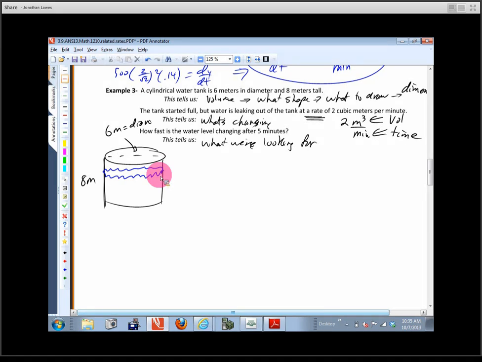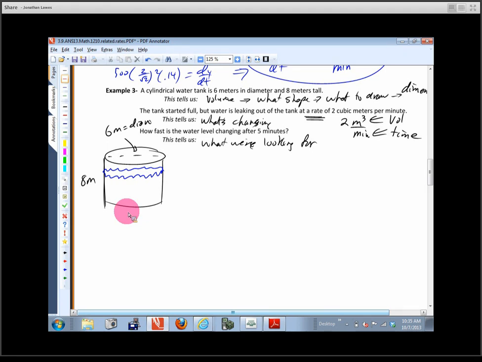Well, if they gave us dV dt, we better have an equation to begin with that has a what in it? A V, a volume, right? We better come up with an equation for the volume. So if we're going to find the volume of, well, let's see. Do we want to find the volume of the tank or do we want to find the volume of the water? The water, right?